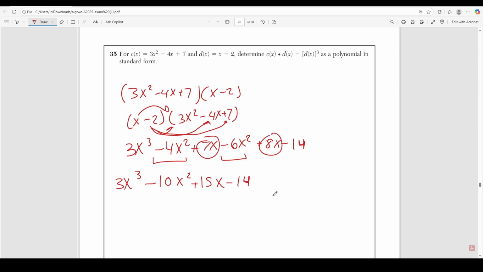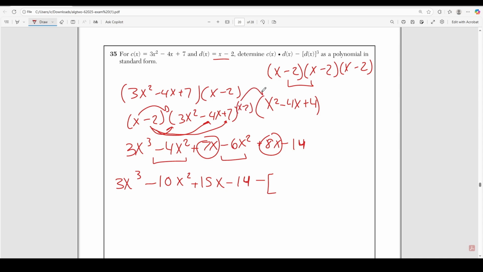Now, from here, we just have to subtract d of x cubed. So we know that d of x is x minus 2. So we'll multiply x minus 2 by itself 3 times. I already know that x minus 2 squared is equal to x squared minus 4x plus 4. And I'll just have to multiply this by x minus 2. So x times x squared is x cubed, minus 4x squared, plus 4x, right? I just multiplied over here. And then here I have to multiply by negative 2. So minus 2x squared plus 8x minus 8. So that's what that's equal to.